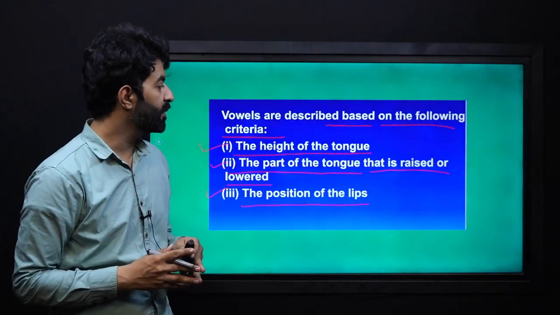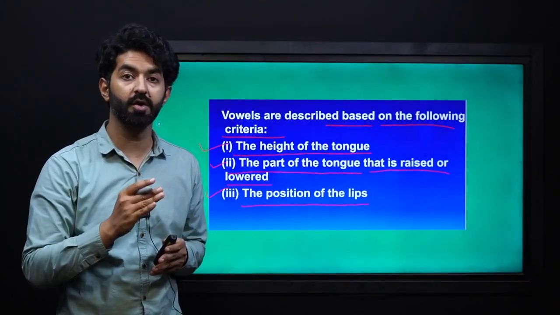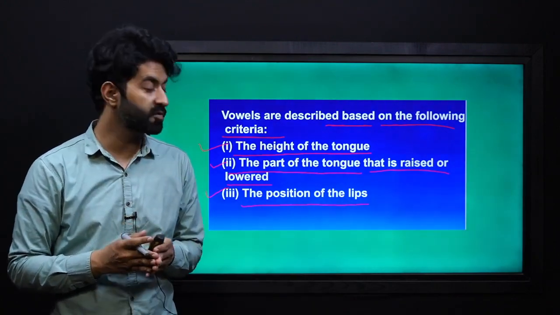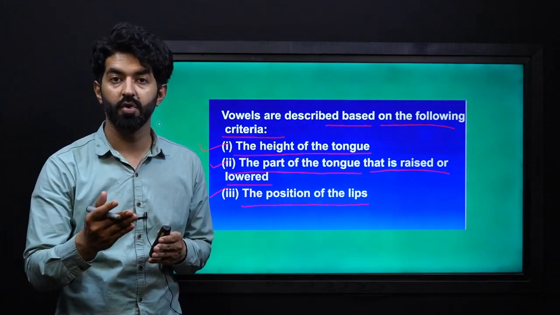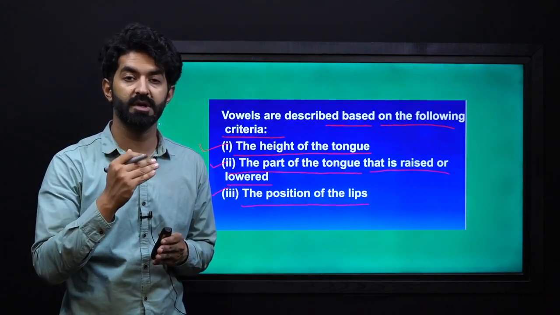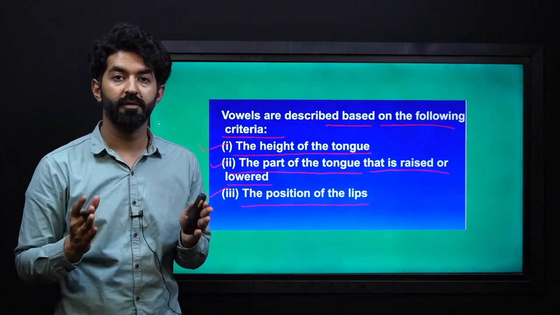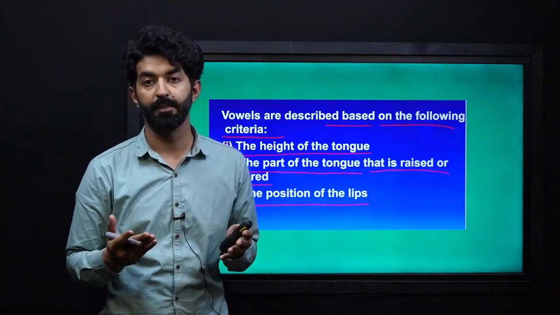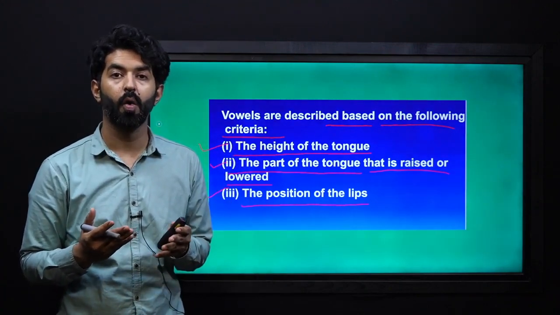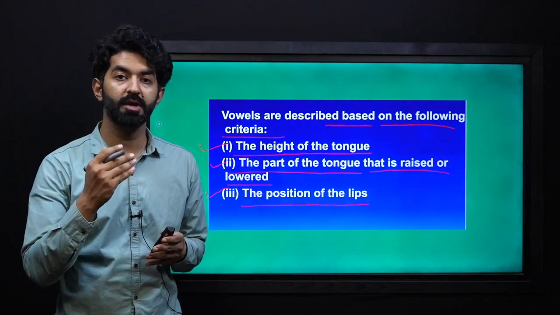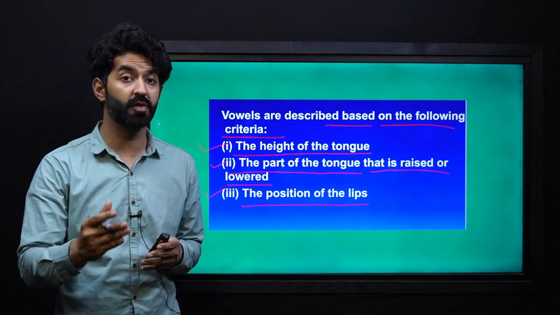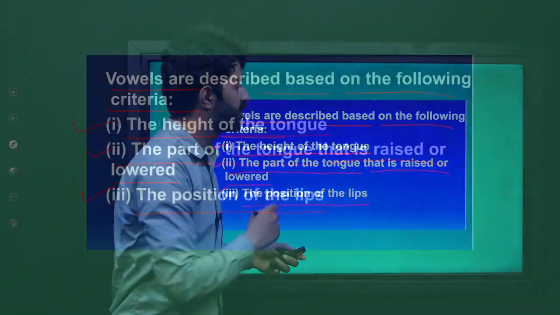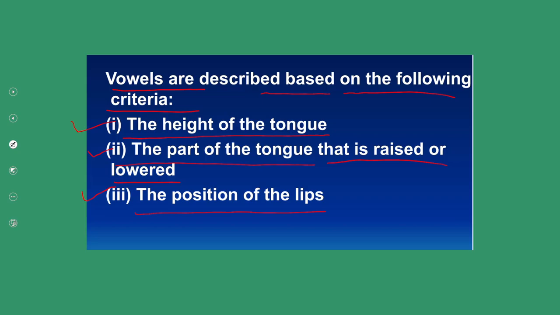With number 1, we mean how high your tongue goes when you're saying a vowel. Number 2 is the part of the tongue that is raised or lowered. You know, the tongue is divided in different parts. We have the tip, the middle part. So we also have to take care of it. And then the position of the lips. For example, while saying A, O, I, or U, you can notice that the position of the lips changes. So this is how we describe vowels based on the following criteria.